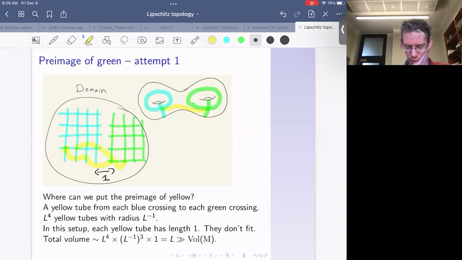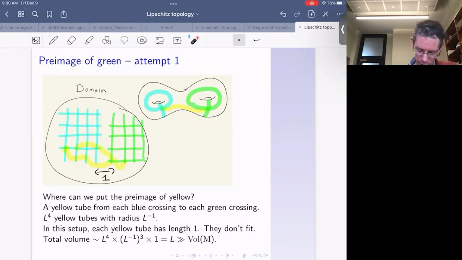All right, so let's think about how big they are and how many there are. Well, because our degree is L to the fourth, there are L to the fourth of these crossings, and each one has a yellow tube. So there should be L to the fourth yellow tubes. These yellow tubes have a radius, or thickness, if you like, of L inverse, because after they get stretched by a factor of L, they have to go over that yellow tube, which has thickness 1. Okay, and in this plan, where I put the green stuff separated from the blue stuff, each of these tubes has to go a length 1 to get from blue land to green land.